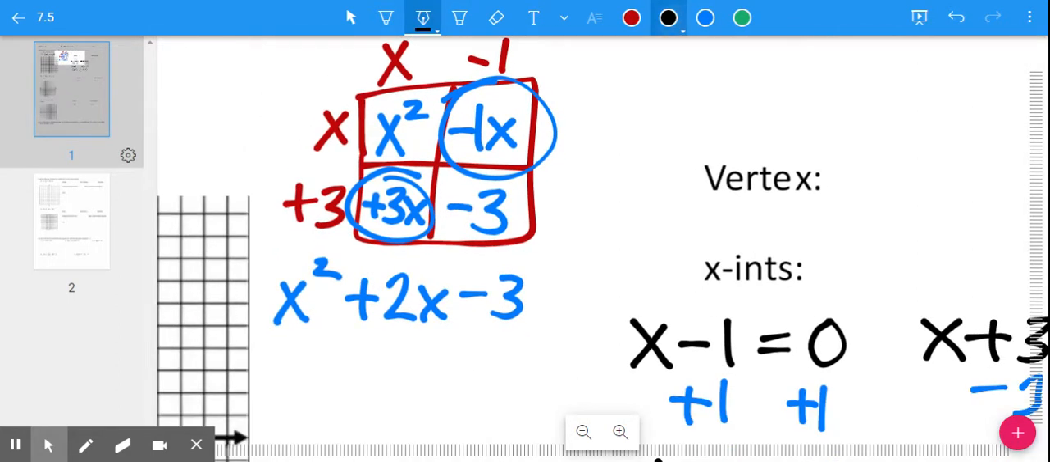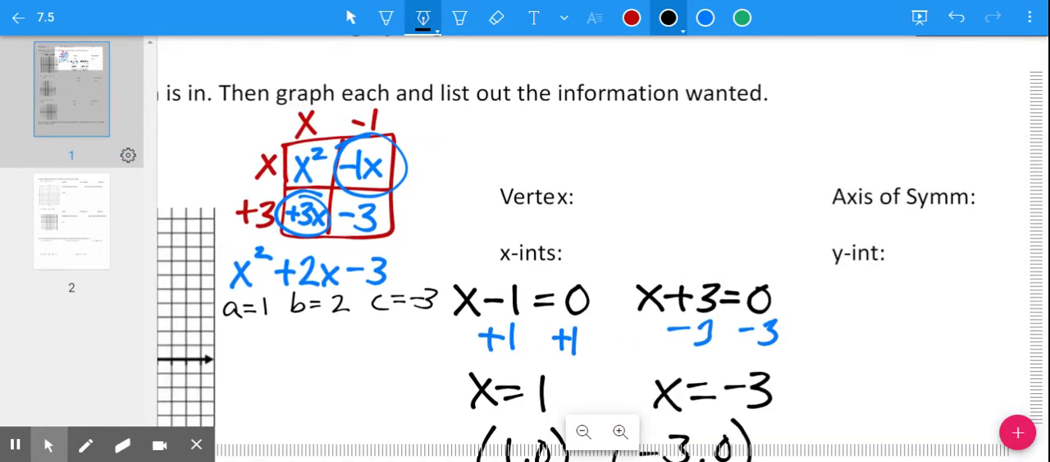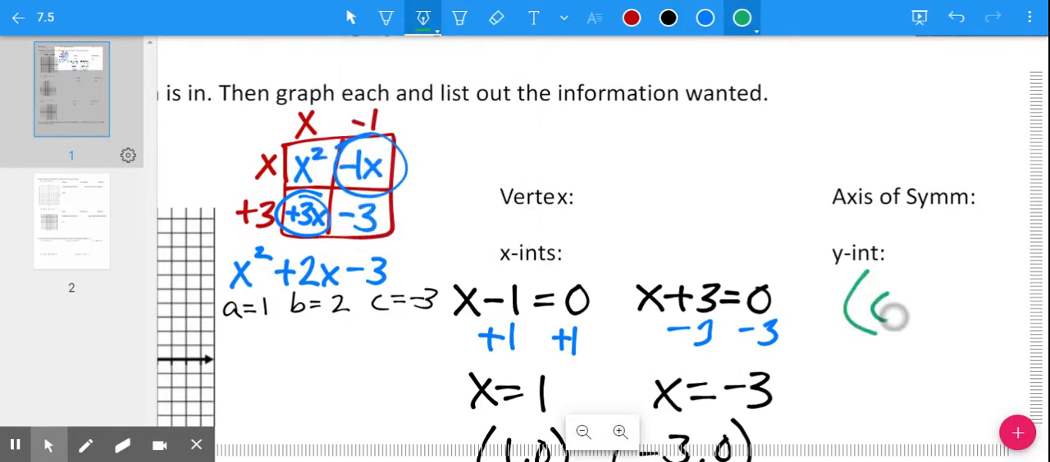So now label all of the parts of that equation. So a equals 1, b equals 2, and c equals negative 3. c is the same as your y-intercept, so I can go ahead and write that over under y-intercept. So 0, negative 3. So now I still have to find my vertex.